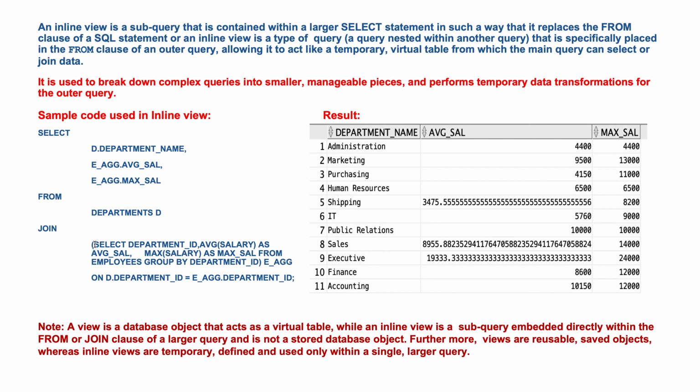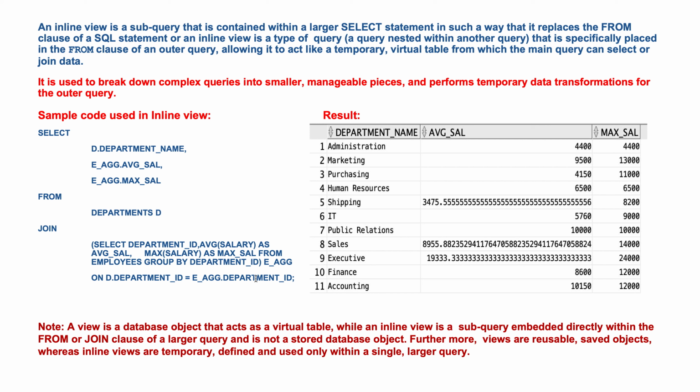That means this part, the parenthesis starting from here to here, is called the inline view. We know that an inline view is a subquery that is contained within a large select statement in such a way that it replaces the from clause. That means it has replaced the from clause. That's why this part of the query is called inline view. And we have to mention here the joining condition: on D.department ID equal E underscore aggregate department ID. This is the joining condition.